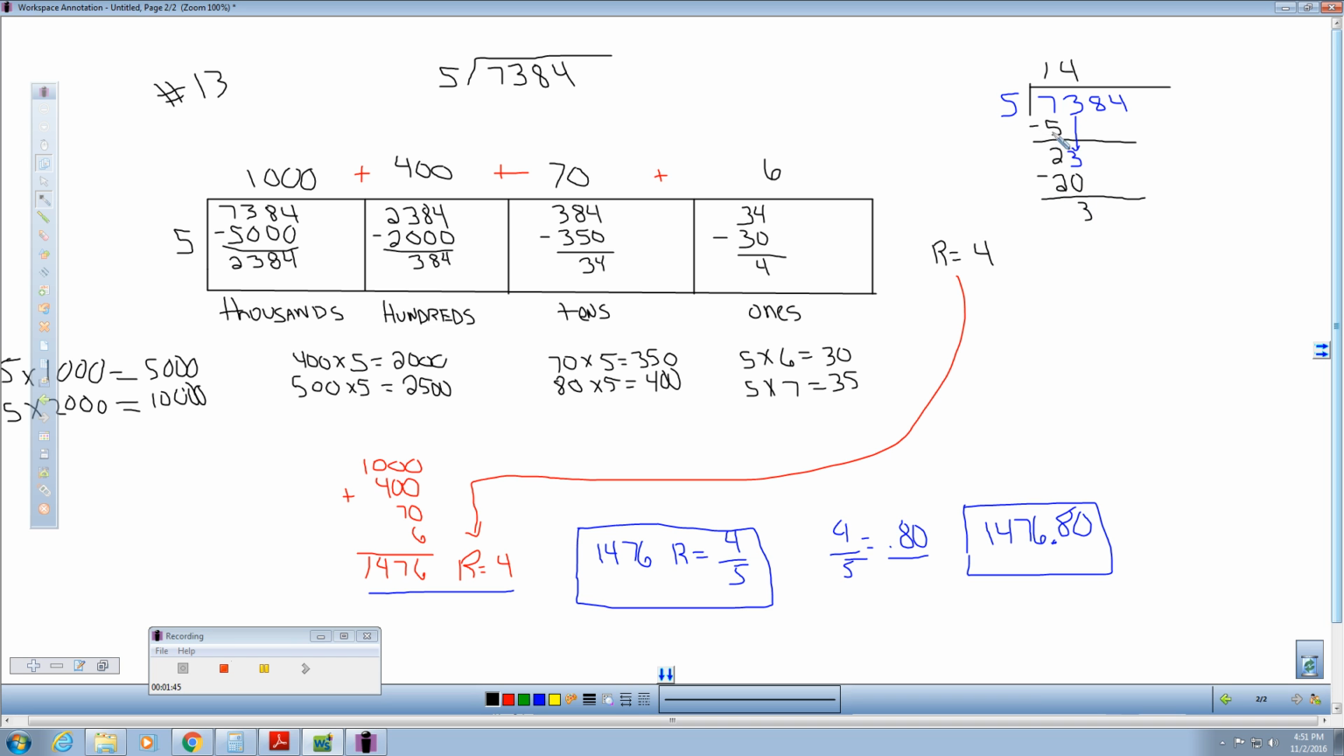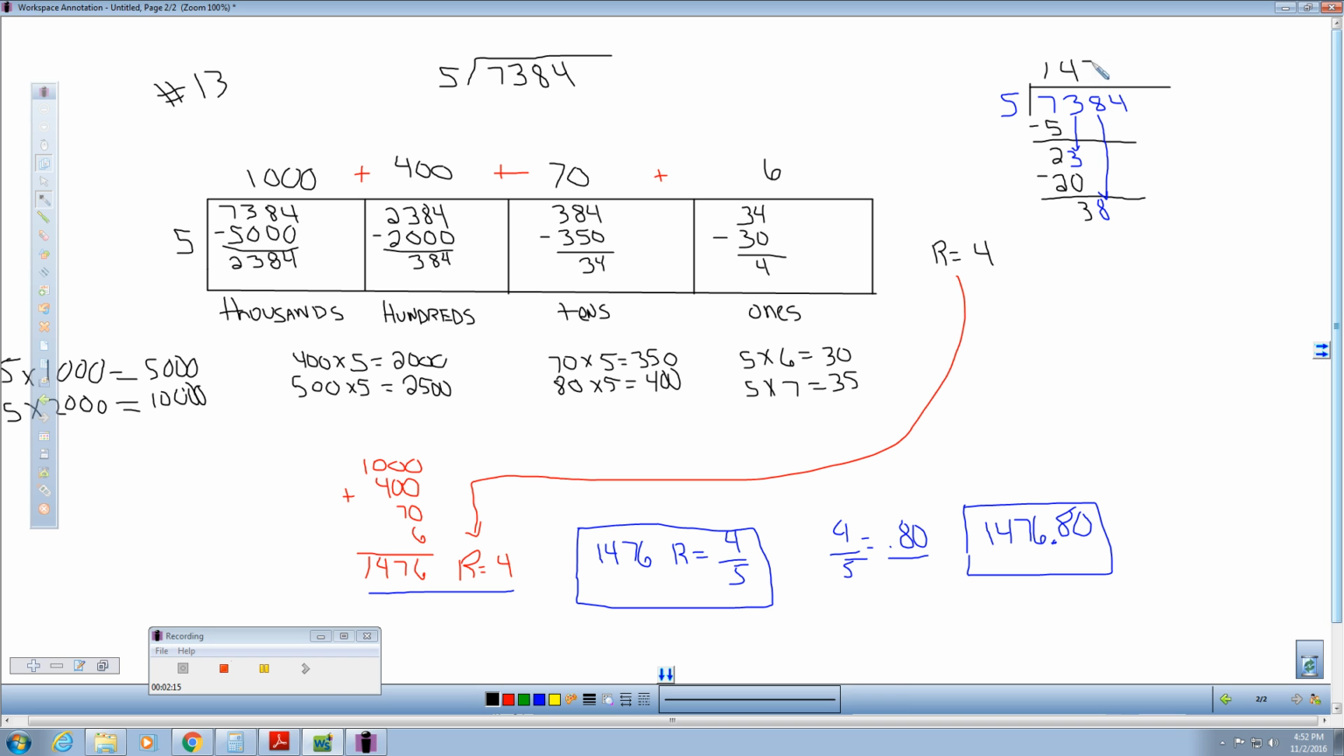And this is repetitive. We're going to do the same step here every time. So now there's an 8 up here. I'm going to bring it down, and I'm going to put that 8 in right here. So this is 38 right here. Next, I ask myself, 5 times what gives me 38? Okay, 5 times 8 is 40. That's too big. So I'm going to go 5 times 7. That's 35. That's just right.